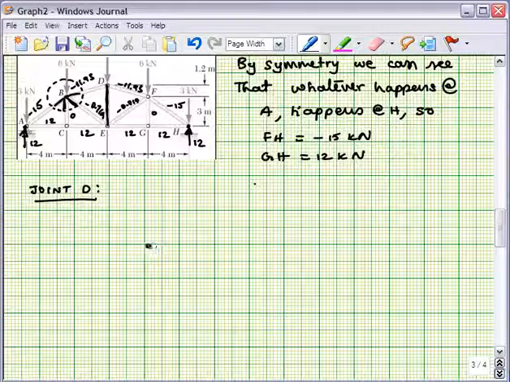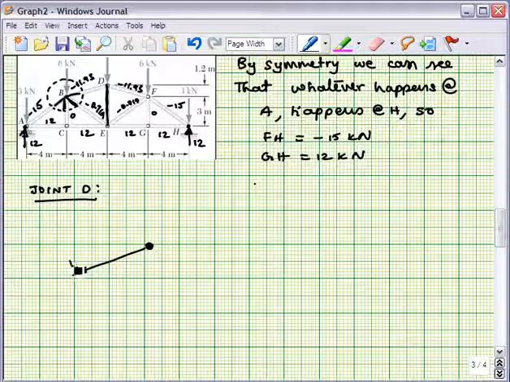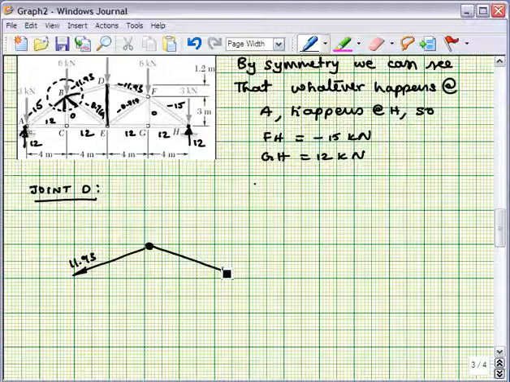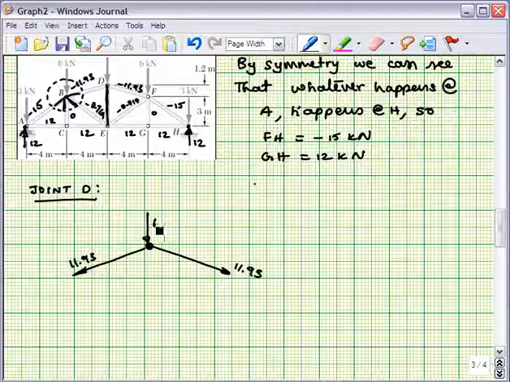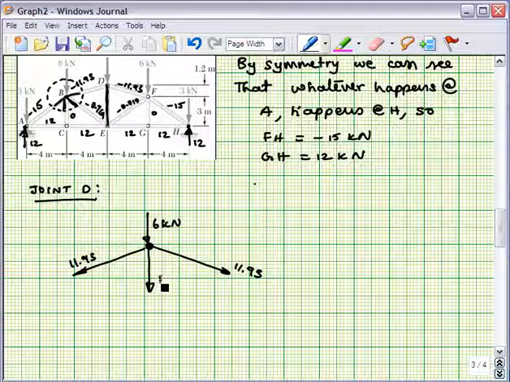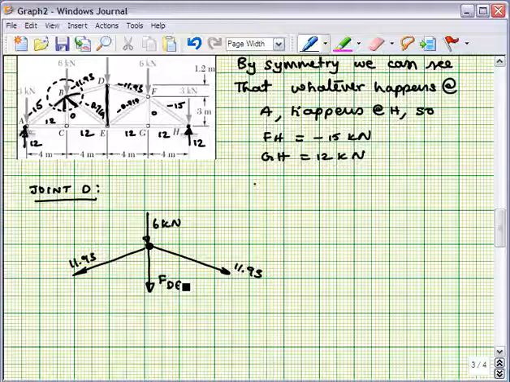I'm going to draw the free body diagram of joint D. That's 11.93. By symmetry, that was 11.93. The force here was 6 kilonewtons. This one is FDE. I don't have to do much. You can just sum all the forces in the y direction.